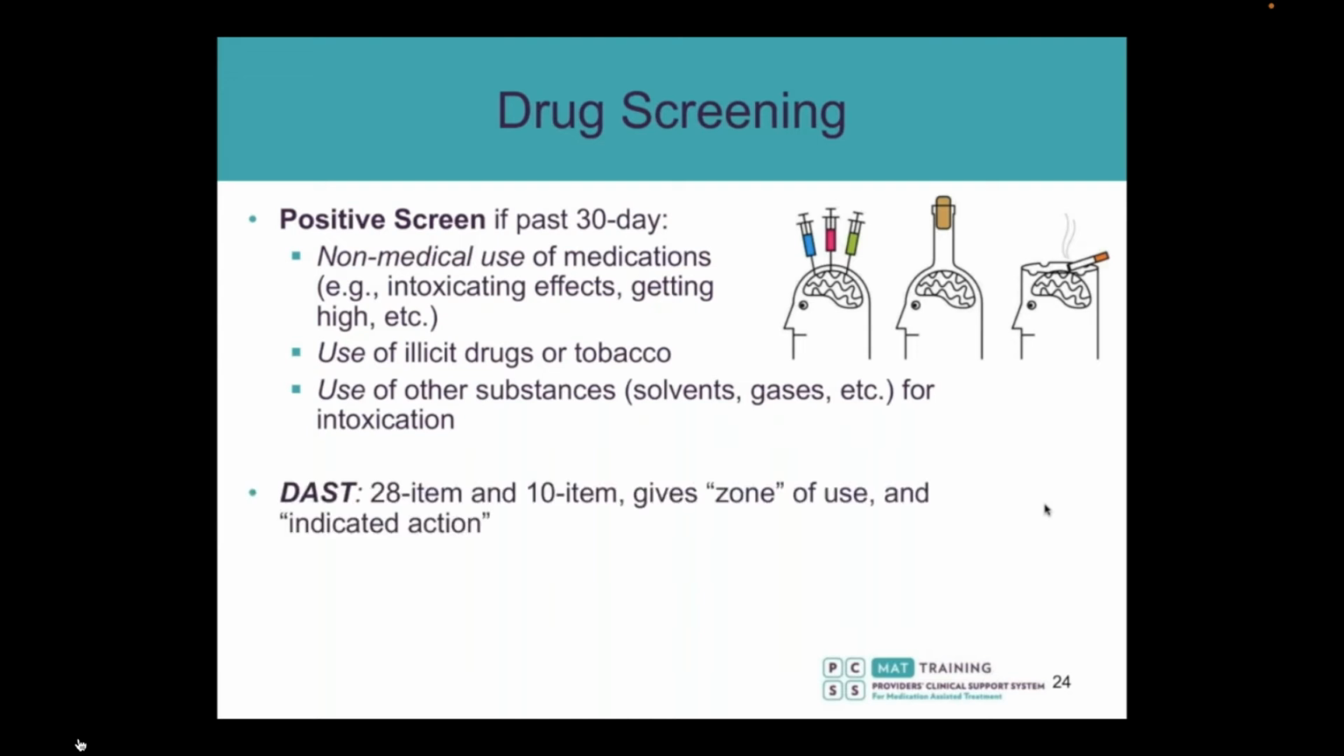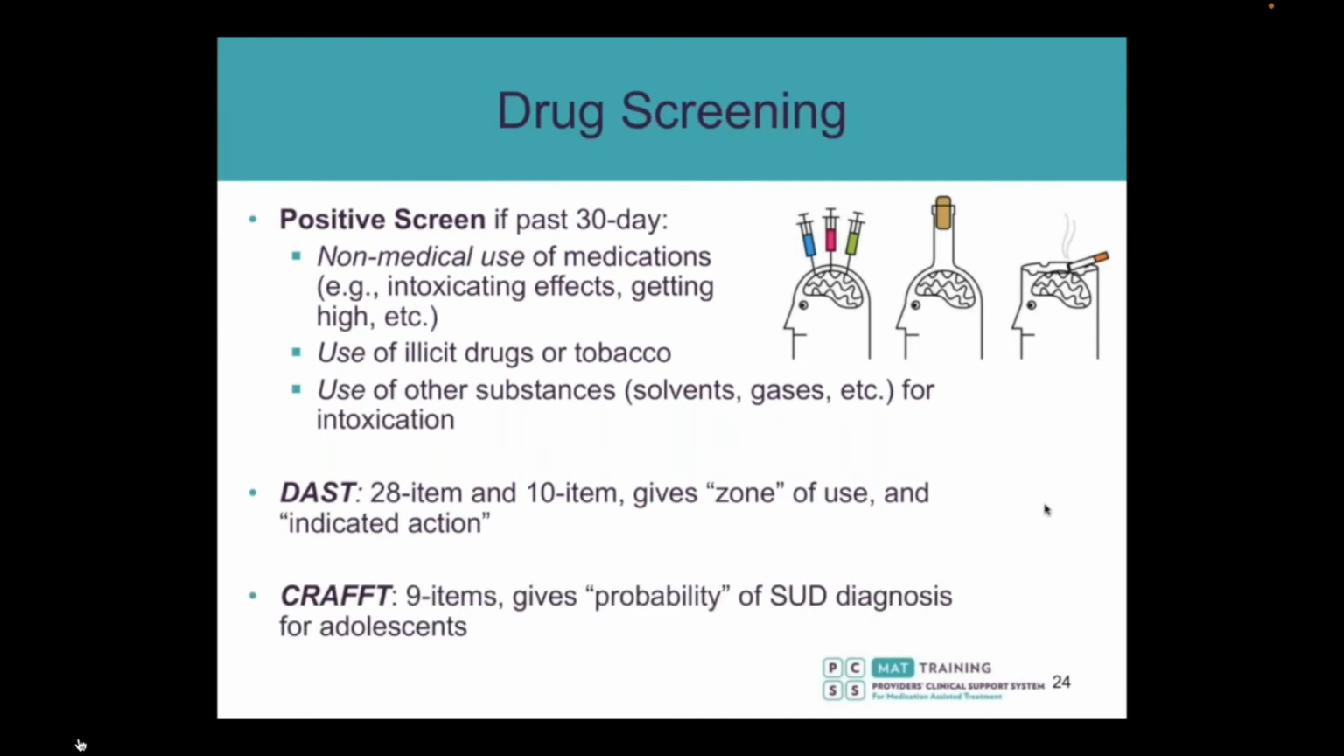Another commonly used self-report measure is the DAST, or Drug Abuse Screening Test, that can be administered with other clinic paperwork when a patient comes in for an initial or follow-up appointment. The scoring is done by indicating a zone of use. This includes healthy, risky, harmful, or severe, and then an indicated action, which could be nothing, giving advice, doing a brief intervention, or referring a patient to specialized treatment. And there is a longer 28 item version, as well as a shorter 10 item version of the DAST.